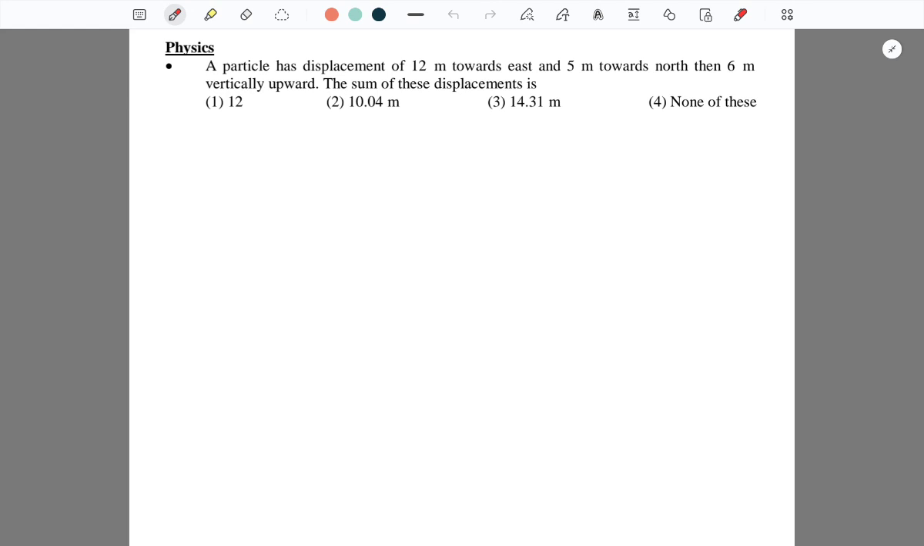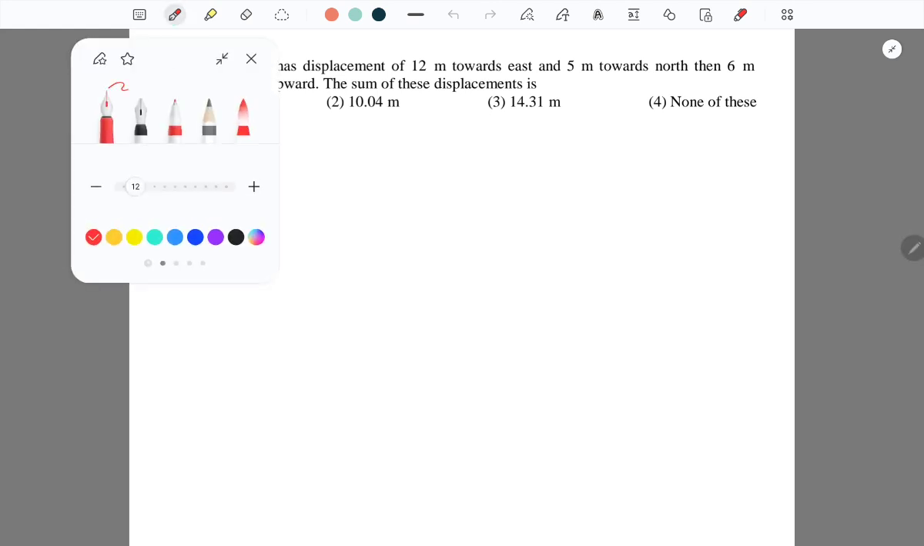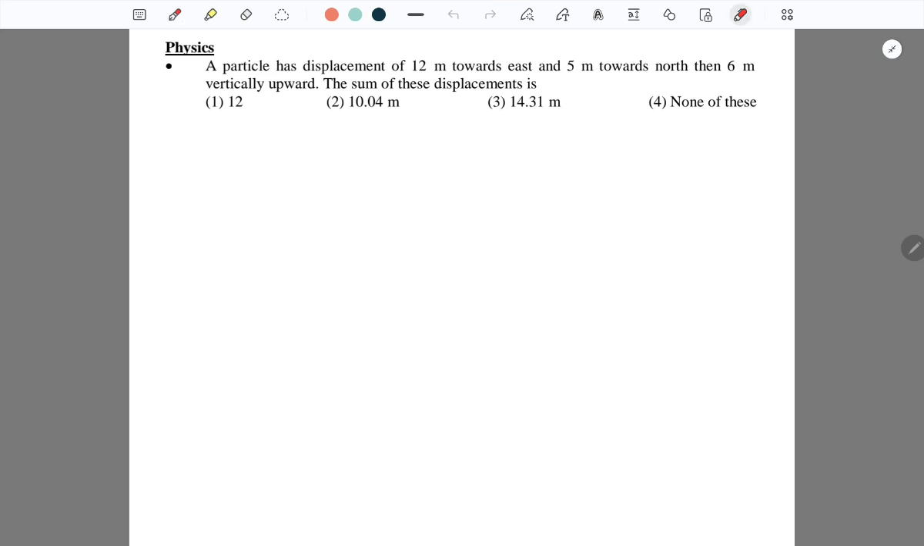In this class, we are going to solve a problem. Kindly go through the question, what it has been given. So, what does it say? A particle has displacement of 12 meters towards east and 5 meters towards north, and then 6 meters vertically upward. The sum of these displacements is. So, what is happening? What has been given?